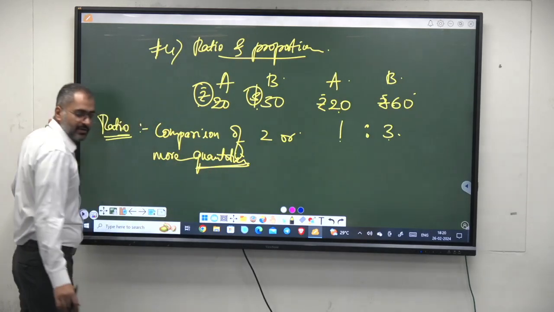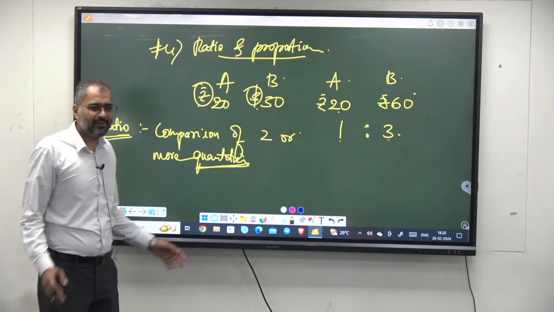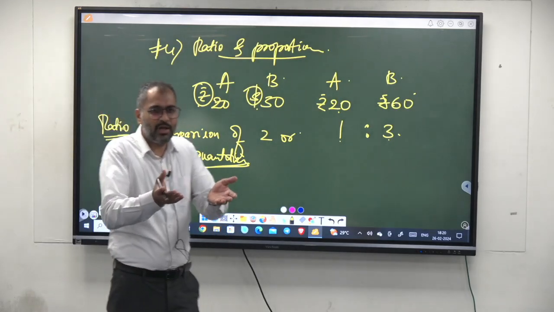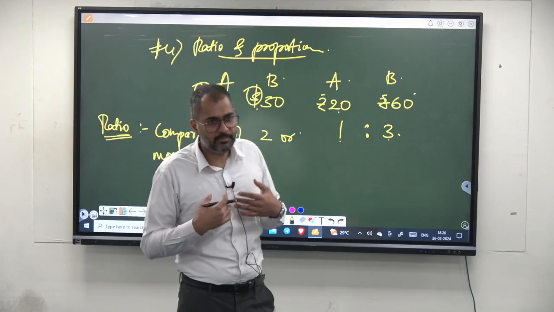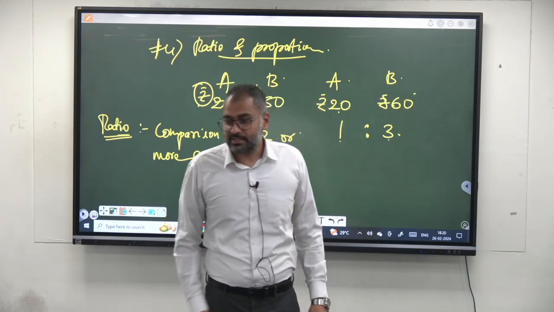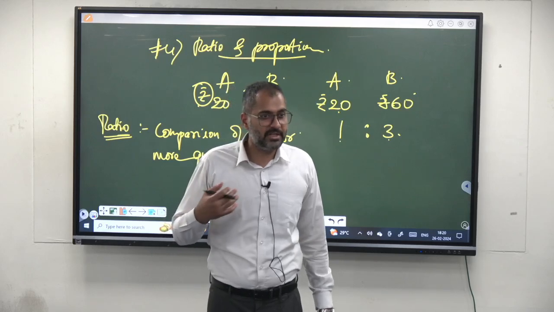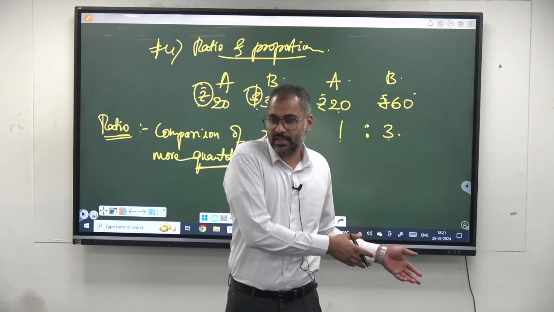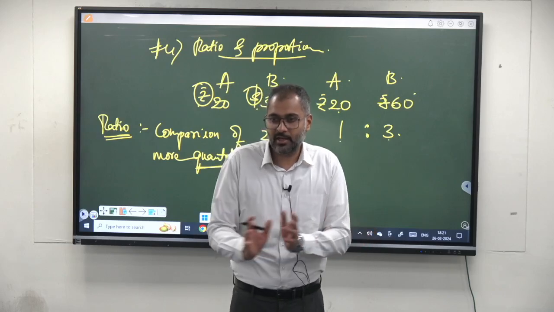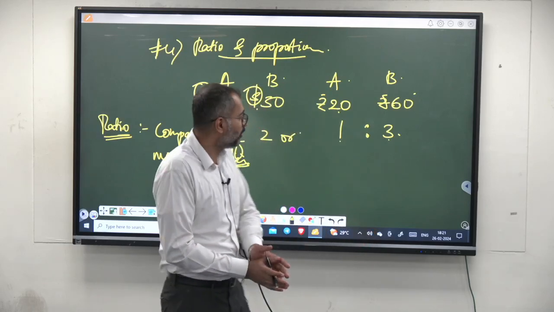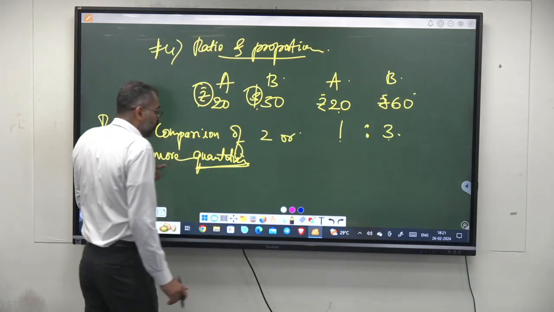What do we compare? Quantities. Quantities means what? Numbers. How much money you have, what money we have, what is your age, my age, your salary, my salary, your percentage, my percentage, this many people work here, number of men, number of women. It's nothing but what here? Comparison of two or more quantities.